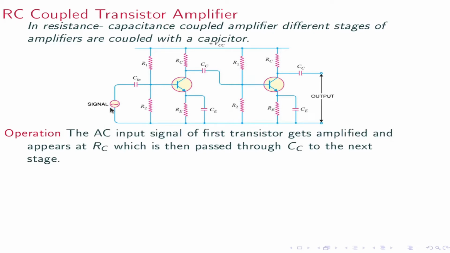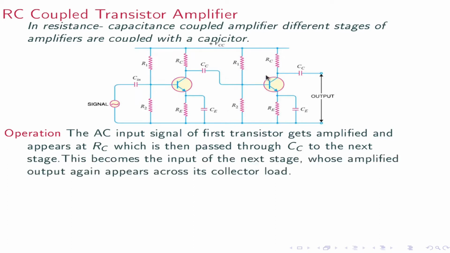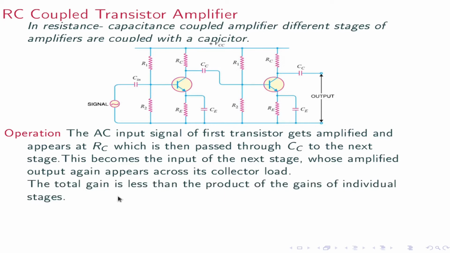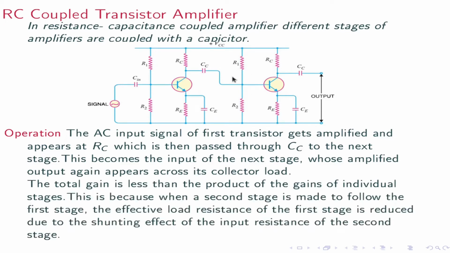Its operation: the AC input signal of the first transistor gets amplified and appears at R_C, which is then passed through C_C to the next stage. This becomes the input of the next stage, whose amplified output again appears across the collector load R_C. The total gain is less than the product of the gains of individual stages. This is because when a second stage follows the first stage, the effective load resistance of the first stage is reduced due to the shunting effect of the input resistance of the second stage.